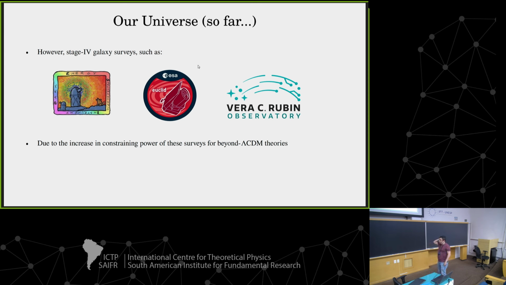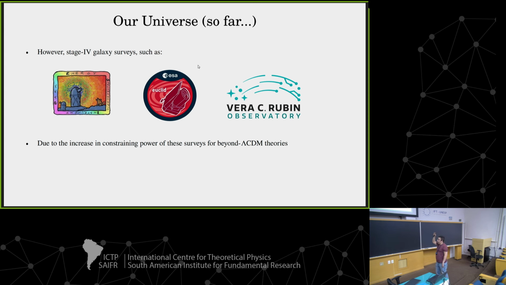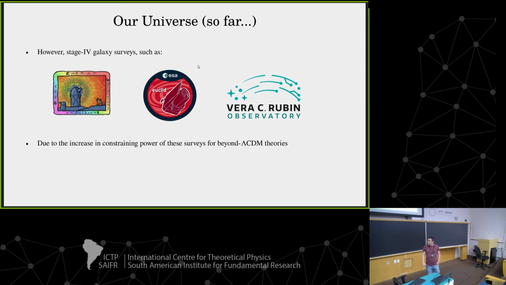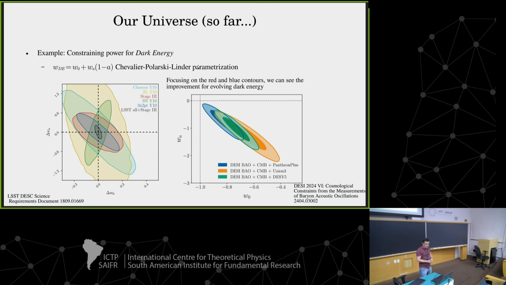But in stage 4 galaxy surveys, we need that. Here I'm just showing 3 of them. DESI, the Dark Energy Spectroscopic Instrument, which is already online. The Euclid satellite, which was launched last year and is going to have its first data release next year. And the last one, the Vera Rubin Observatory, which was previously called LSST, and I think it's still also called LSST, but the official name is Vera Rubin Observatory. Due to the increase in constraining power of these surveys, we need better modeling, not only for the lambda CDM side, but especially for the beyond lambda CDM side. So we need very accurate predictions of this spectrum to actually get credible constraints on these theories.